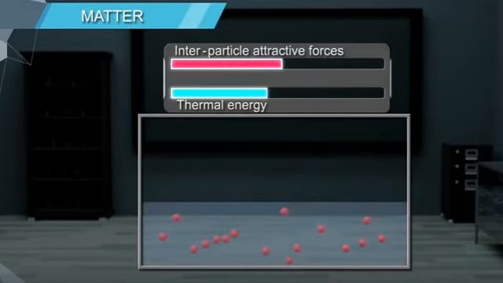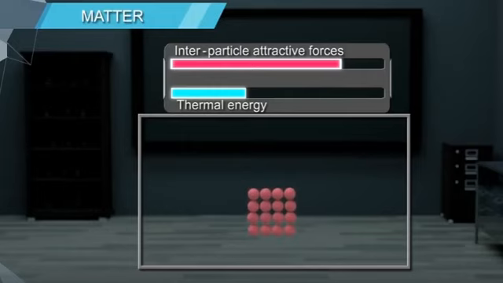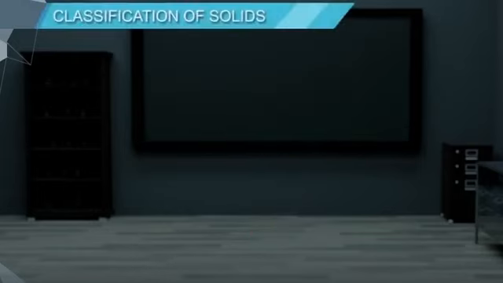So what happened to the gas? It became liquid. And if interparticle forces increase more, thermal energy will reduce much further. Right? Yes. So as and when the particles move close to each other, the interparticle attractive forces increase. But they cannot move freely, they can only oscillate about their mean position. And that is what the solid state is.